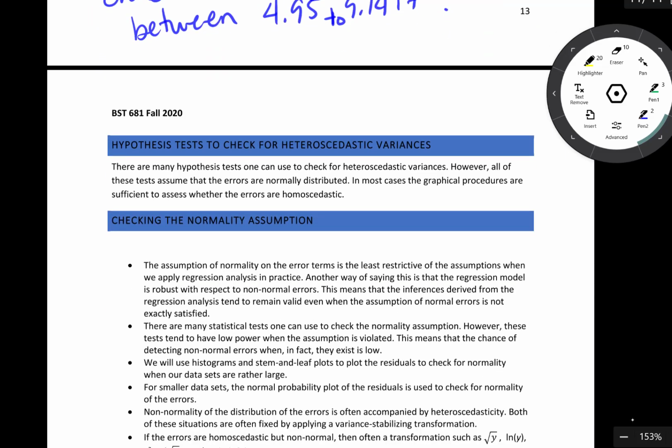There are also hypothesis tests one can use to check for heteroscedastic variances. However, all these tests assume that the errors are normally distributed. So in most cases, the graphical procedures are sufficient to assess whether the errors are homoscedastic. But again, you could use one of the hypothesis tests as long as you're confident about the normality assumption.